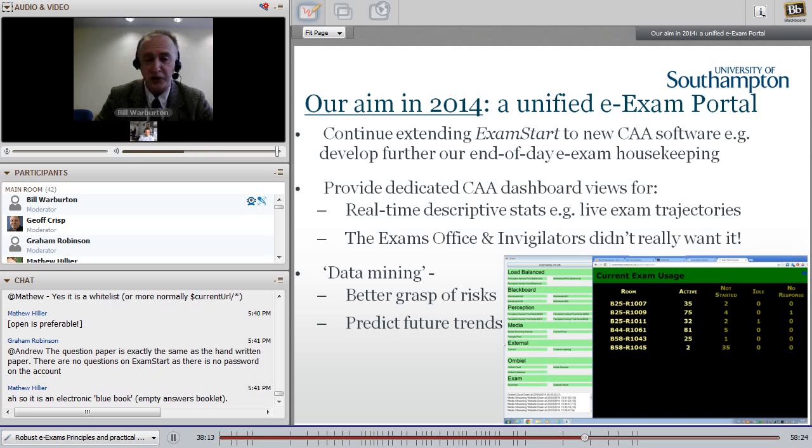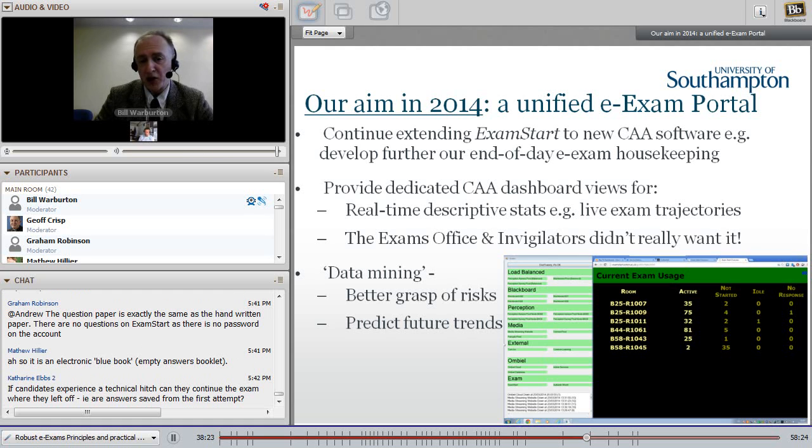There's a section I'm thinking about as almost like data mining, where we can predict future trends and get a better grasp of the risks. And that's really just looking at the data set that's produced by an EXAMSTART session and a collection of EXAMSTART sessions, and querying it to see where the important trends are.